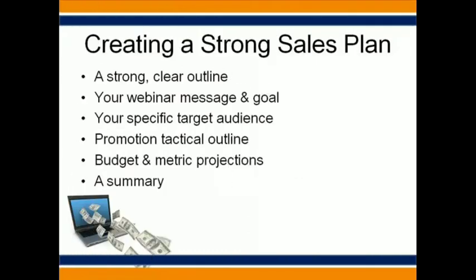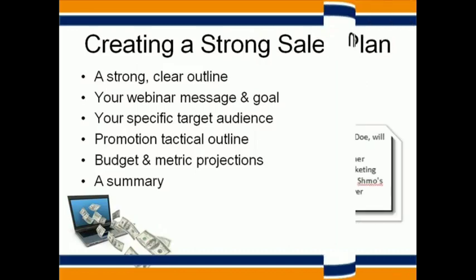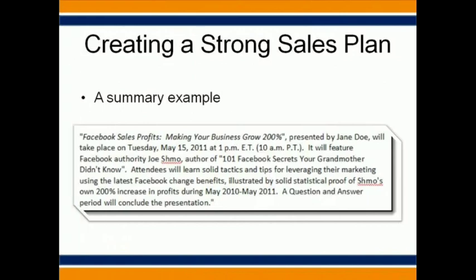Creating a strong sales plan. When you are shopping around for potential JV partners, a focused plan will be your first tool designed to convince them you know what you're doing. This plan should include a strong, clear outline, your webinar message and goal, your specific target audience, promotion tactical outline, budget and metric projections, and a summary. Your summary should look something like this.